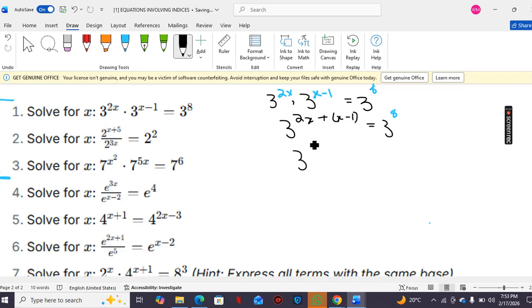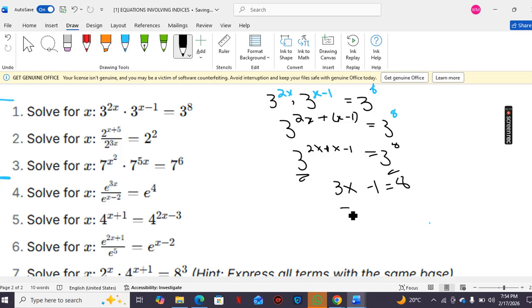So 3 to the power 2x plus x minus 1 equals 3 to the power 8. 2x plus x, that is 3x. So our equation here now, since our bases are the same, okay, is 3x minus 1 equals 8.